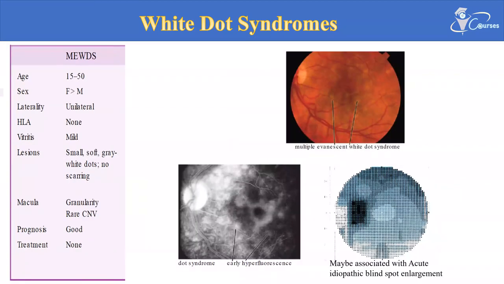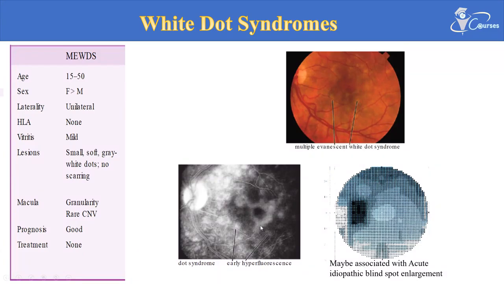Okay, the second disease is called multiple evanescent white dot syndrome. This disease tends to occur in an older age group, so it can occur up to 50 years old. It is more common in females than in males, and it tends to have an insidious onset. This is very, very important. This disease doesn't present acutely, but with insidious onset. It is unilateral, with no HLA associations, mild vitritis, and the lesions are small, soft grayish-white dots with no scarring. The macula looks granular, and CNV is rare.